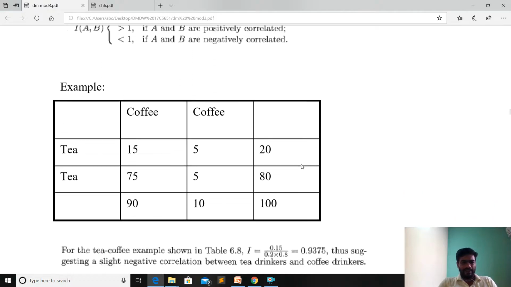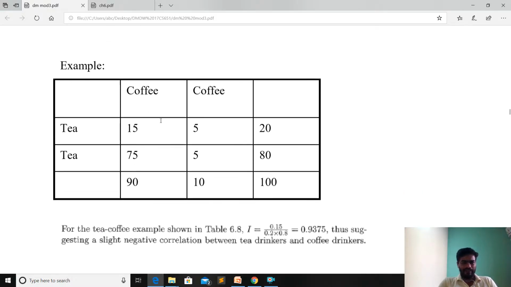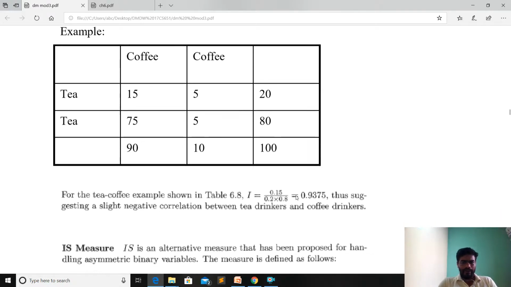Okay, you can take an example. Here we have taken tea and coffee. Tea 15 and coffee 5, total is 20. Tea, no coffee is 75 and here 5, total is 80. This is 75 plus 15, 90, this is 5 plus 5, 10, and this is 100, 20, 80, this is also 100 and here the total is 100. So, this is f of 1 plus and f of 0 plus, and this is n, the total.